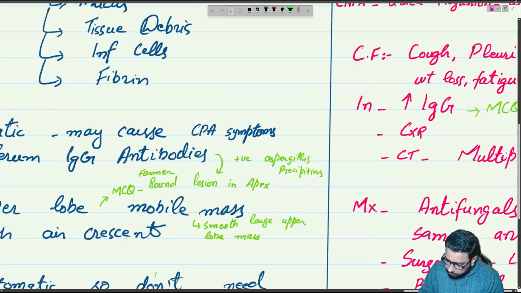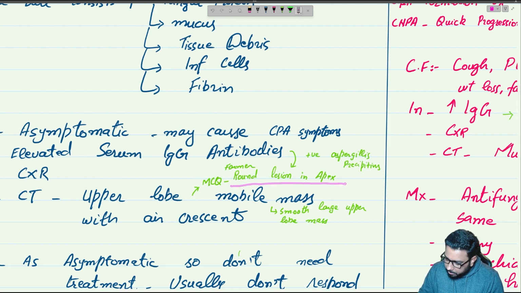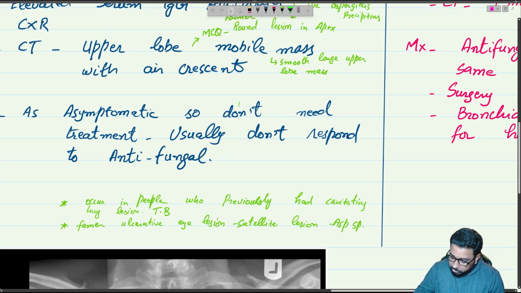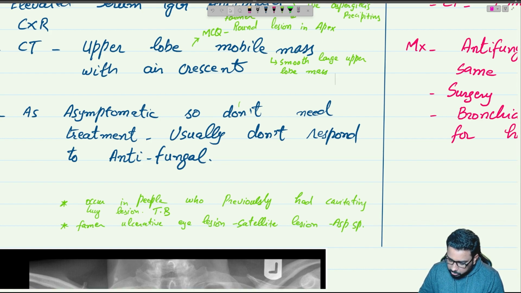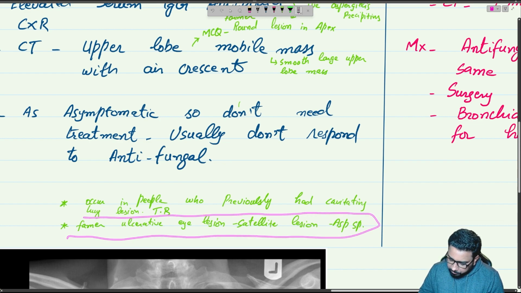So MCQ wise, there were multiple MCQs. Someone is working as a farmer. The X-ray is showing a round lesion in the apex, positive Aspergillus precipitins, so positive IgG. So what will be the diagnosis? Aspergilloma. Other MCQs: usually the Aspergilloma occurs in people who previously had any cavitating lung disease, tuberculosis. So this was a very different MCQ.